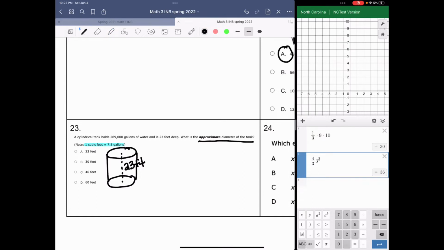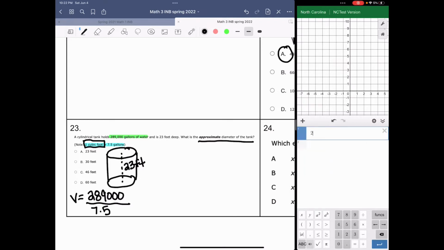And once we find that, we can find the volume by taking the gallons of water. So we know that the gallons of water here are 289,000 gallons. So if I divide that by 7.5 gallons, that's going to give me 1 cubic foot. And 1 cubic foot is 1 cubic foot of volume. So I'm going to find the volume by saying the 289,000, and I'm going to divide that by 7.5. And in doing that, that's going to give me the volume. And I need to find the volume so that I can find the diameter. And I can find the diameter by finding the radius. So this is going to be approximately 38,533.3.